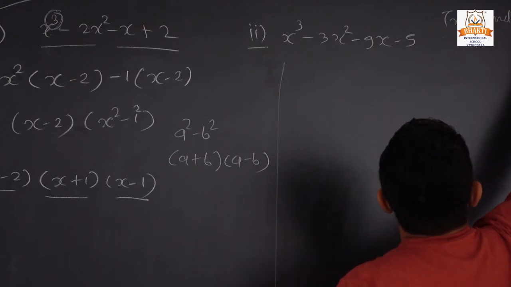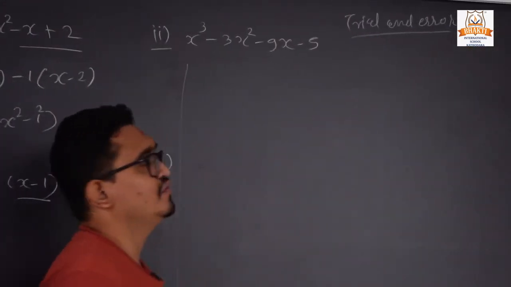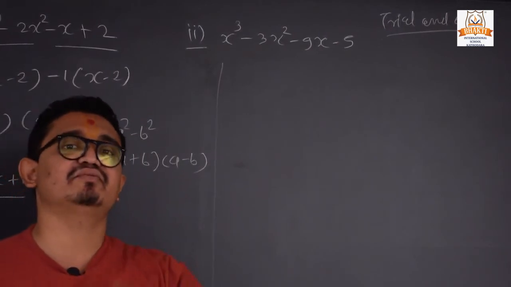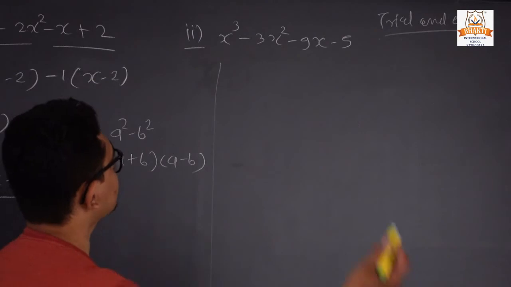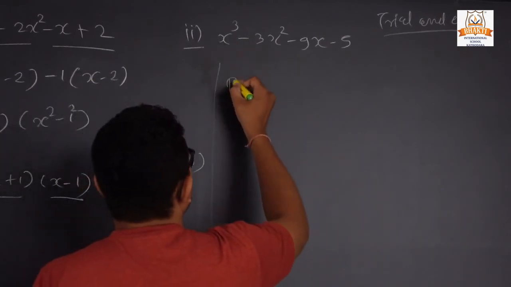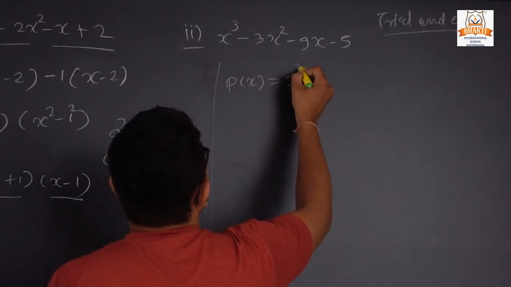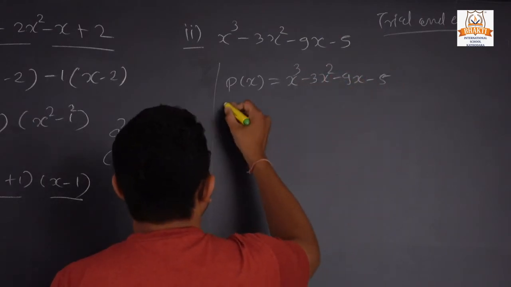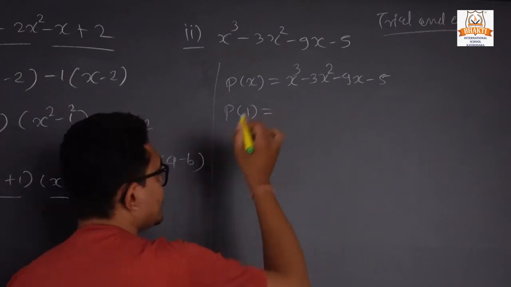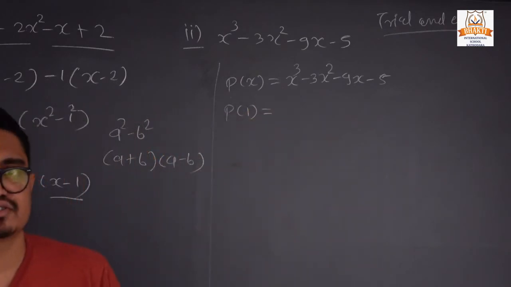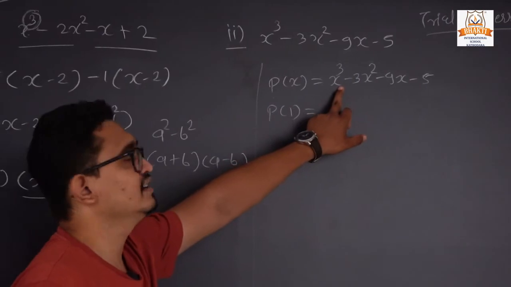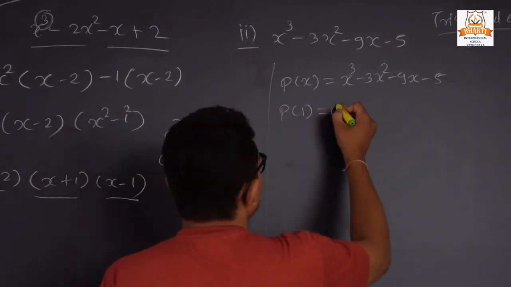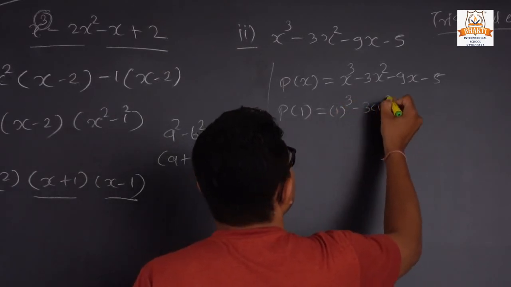Trial and error method. For trial and error, first of all we check which is its factor. We start with 1. So if we put 1 and the answer is 0, then that is a factor of that polynomial. Clear? So first of all we are starting with 1. Here we put 1.